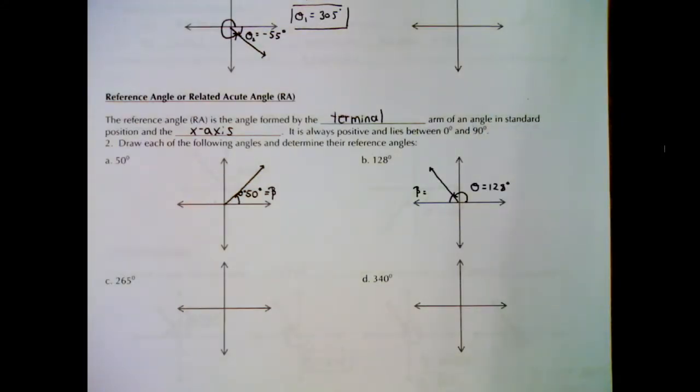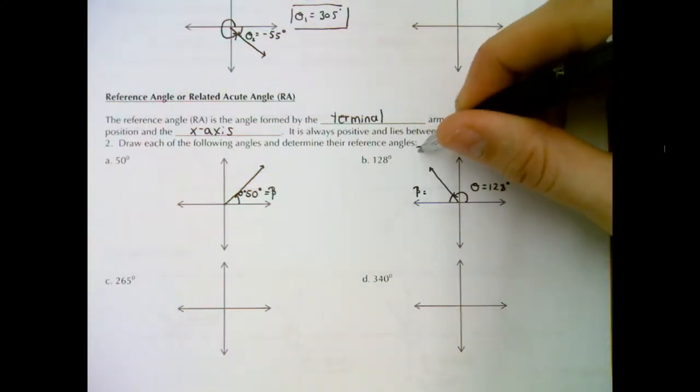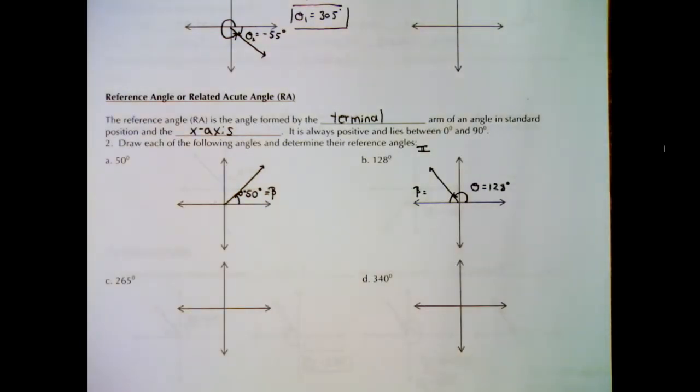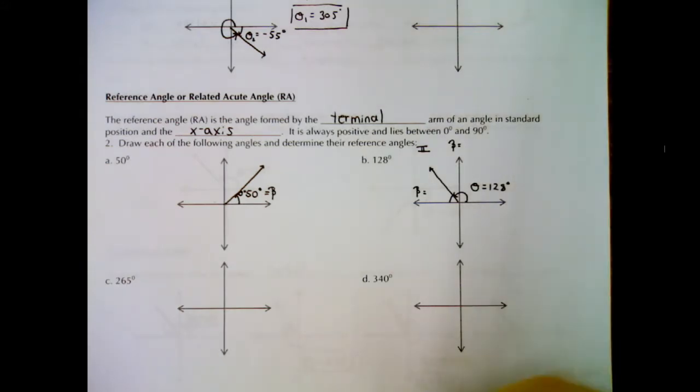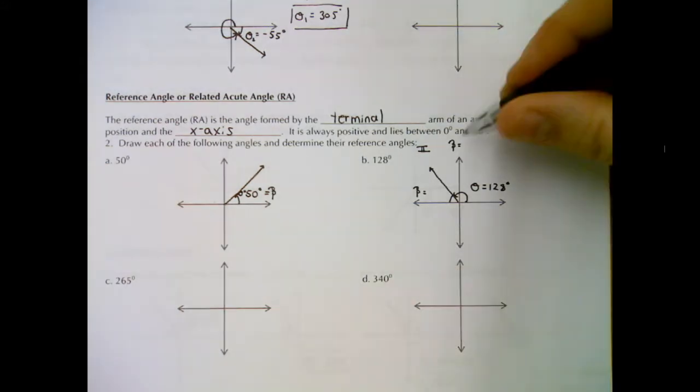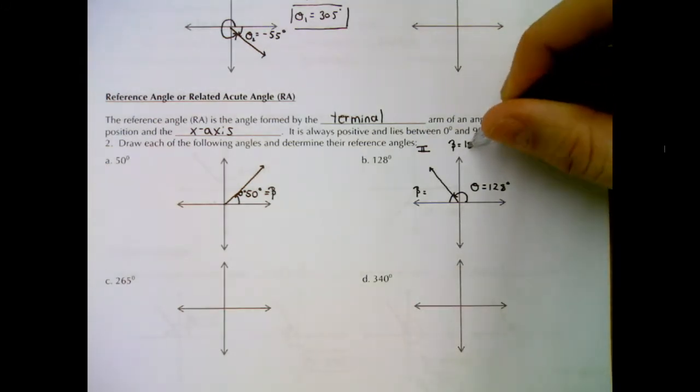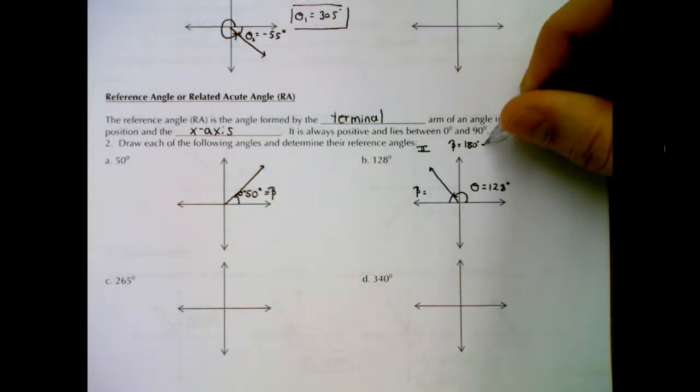Well, when you have an angle in the, I'm going to label it, second quadrant, the way you find beta, beta for reference angle, you take 180 degrees and you subtract the principal angle.